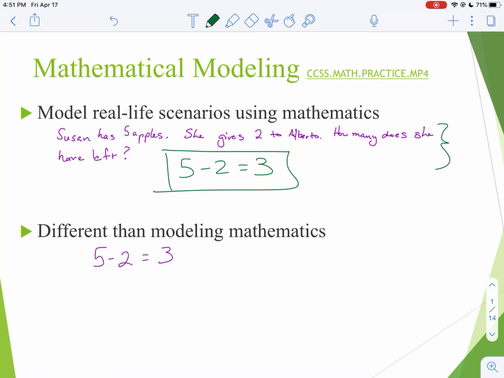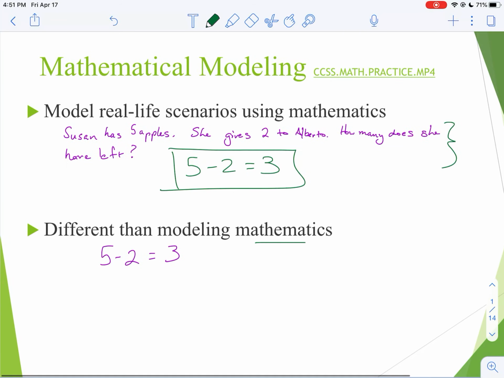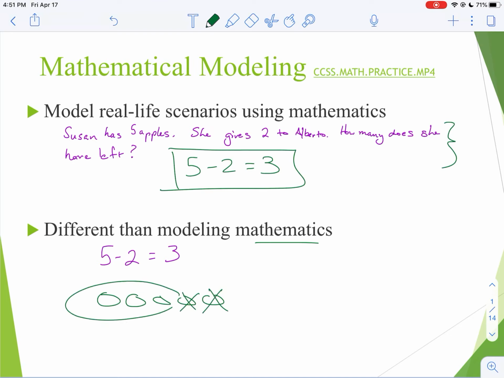Now, especially in elementary school, we tend to teach math by modeling mathematics. So you might say to a young child, hey, 5 minus 2, I want you to draw out 5 circles, and then we're taking away 2. And so we're crossing off 2. So my answer then is 3. Here, we've actually modeled the mathematics. Do you see the difference? Here, we've modeled the mathematics with manipulatives. Here, we're modeling a real-life scenario using mathematics. And so that's just kind of a side note that I wanted to share with you.